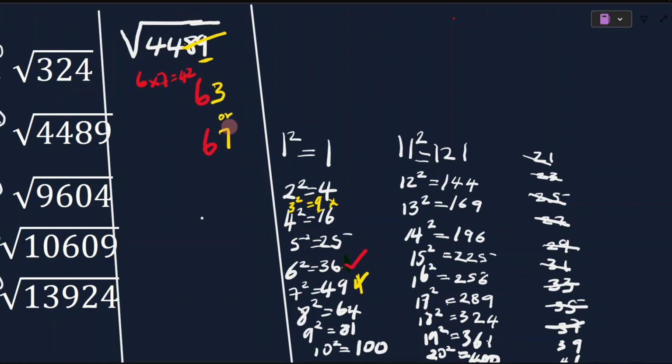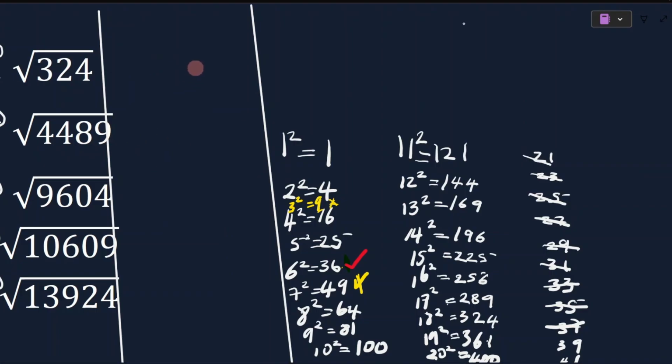So with the larger number, since 44 is larger than 42, we take 67. It simply means that the square root of 4,489 is 67. You can press your calculator again to confirm this. Now, let's solve the next one.